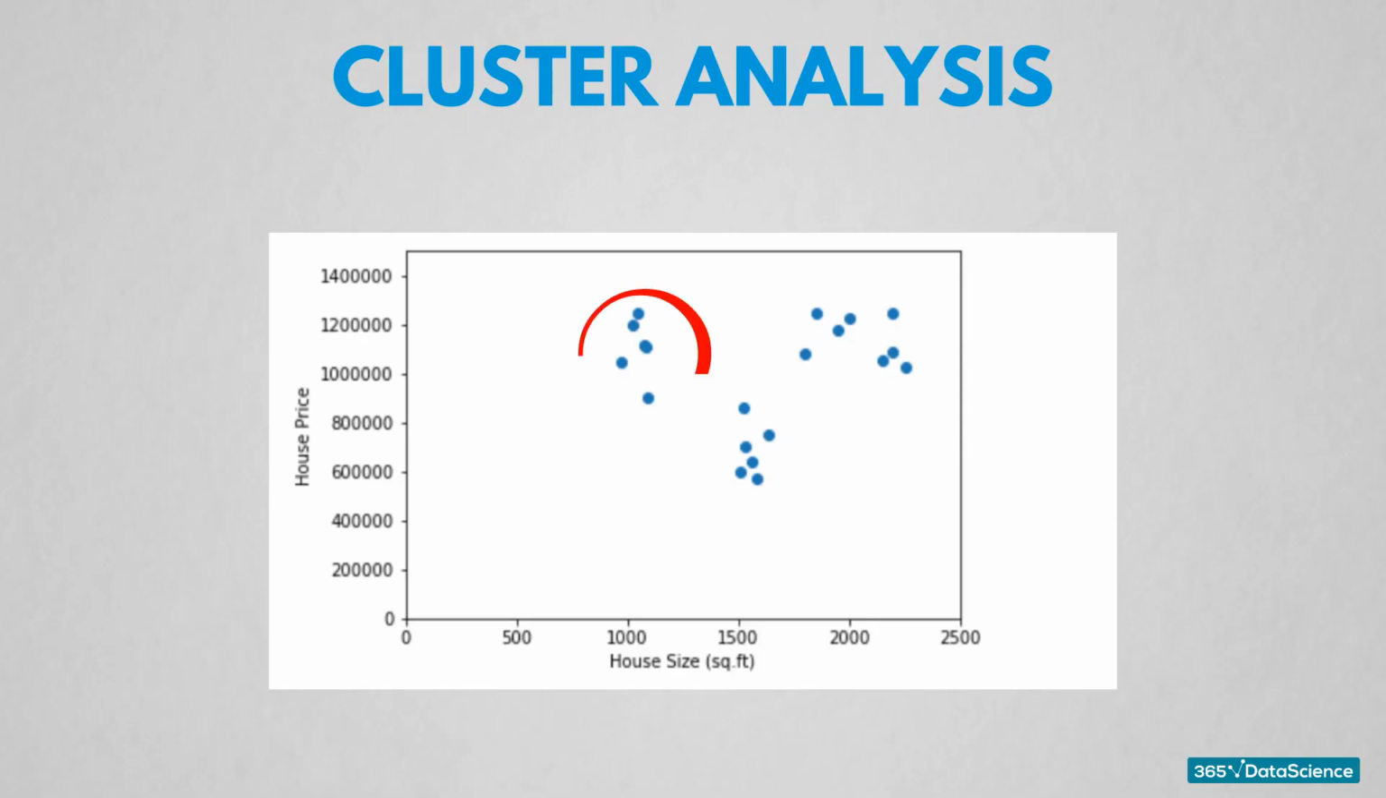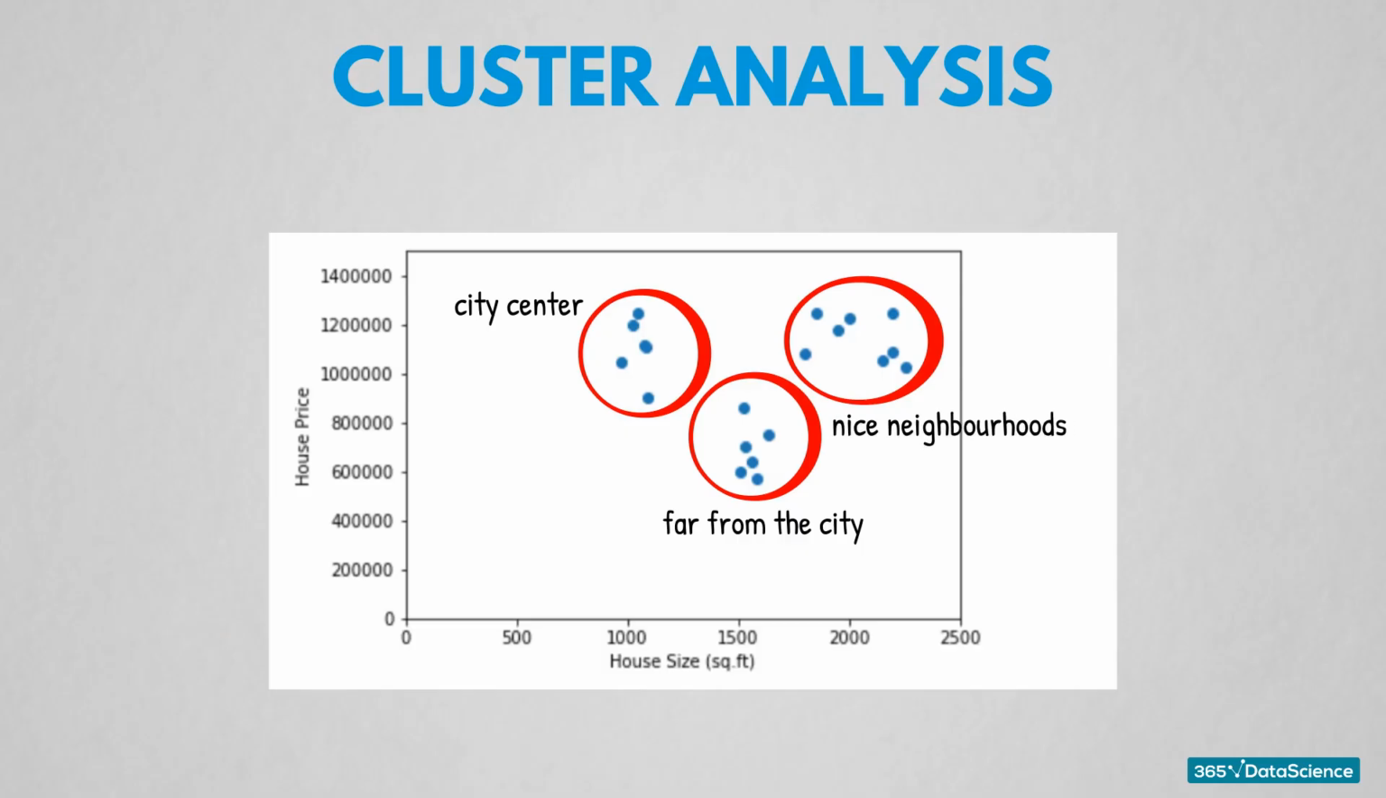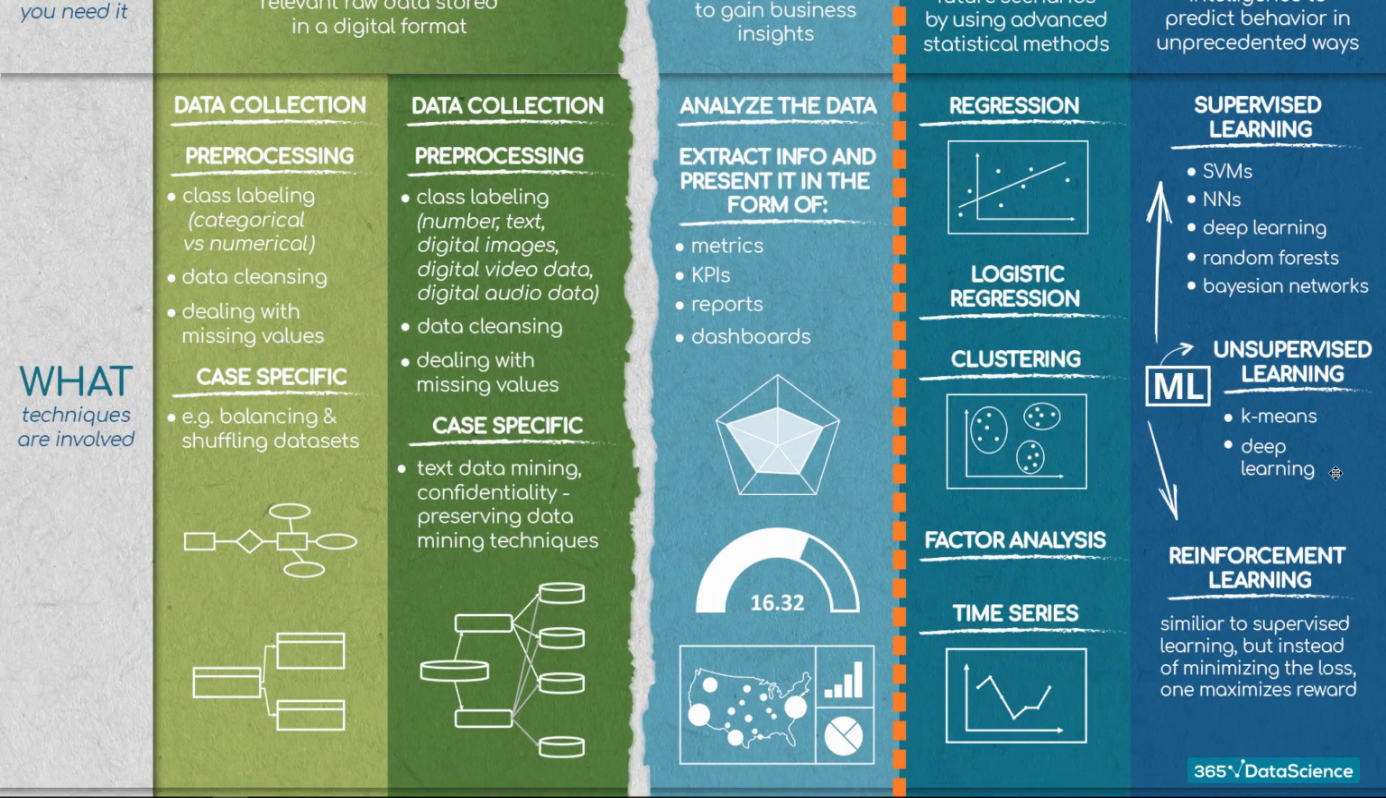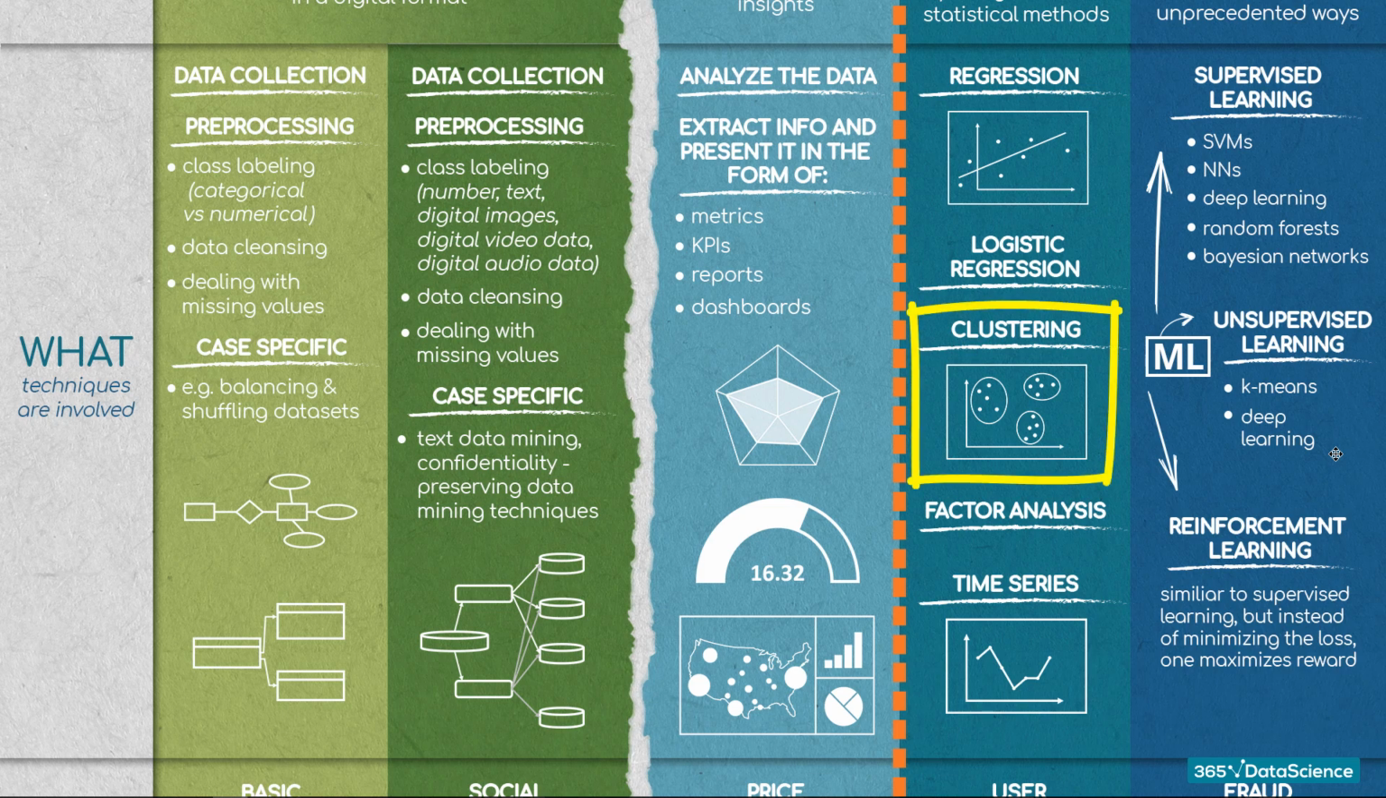For instance, this cluster of observations denotes small houses, but with a high price. This could be typical for houses in the city center. The second cluster could represent houses that are far from the city because they are quite big, but cost less. Finally, the last cluster concerns houses that are probably not in the city center, but are still in nice neighborhoods. They are big and cost a lot. All right. Noticing that your data can be clustered is important, so you can improve your further analysis. In our example, clustering allowed us to conclude that location is a significant factor when pricing a house.